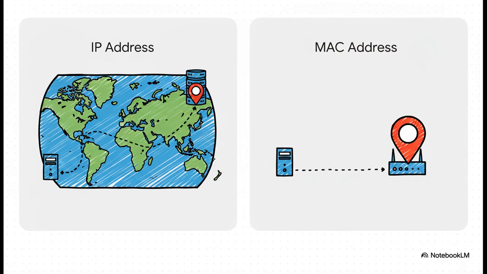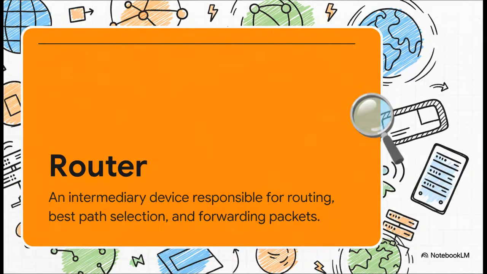It's incredibly efficient. And the devices that make all these decisions, they're called routers. A router is like the post office of the internet. It doesn't care what's inside the packet, it just reads the IP address on the outside, looks at its map of the internet, and says, okay, the best way to get there is to send you this way next. They're the traffic directors that keep everything moving.